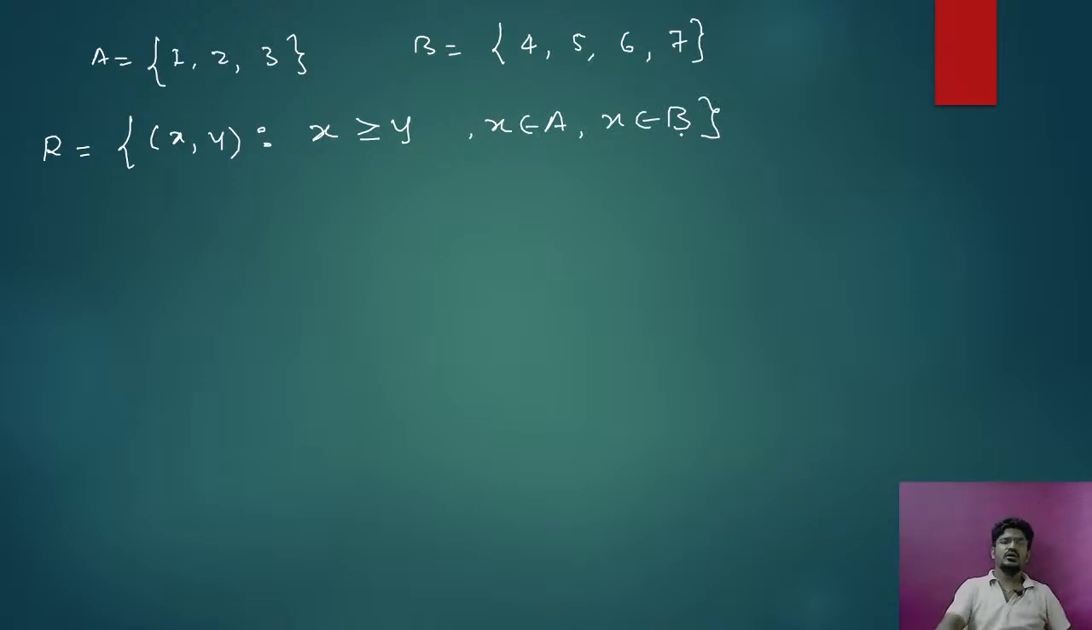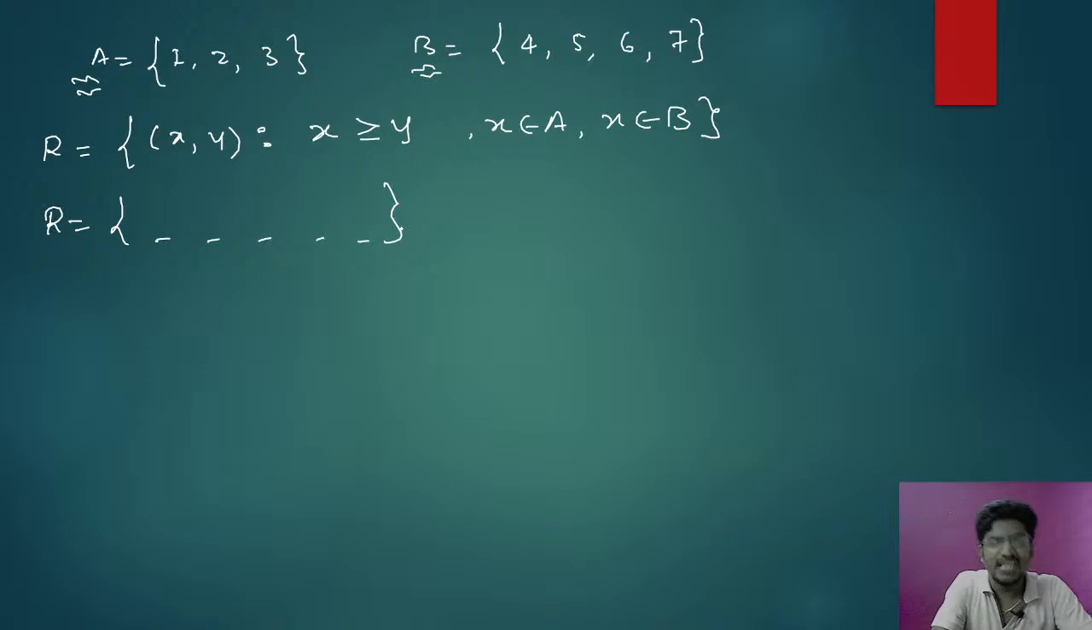So now tell me, what are the elements which are present in R, which are satisfying the condition x is greater than or equal to y, and x must be from set A and y must be from set B? Like that you have to write in the relation R. So please tell me, what are the elements present in R? Think fast and tell it. I will be waiting for your answers. Quickly tell me.